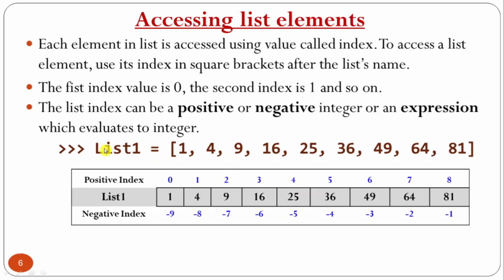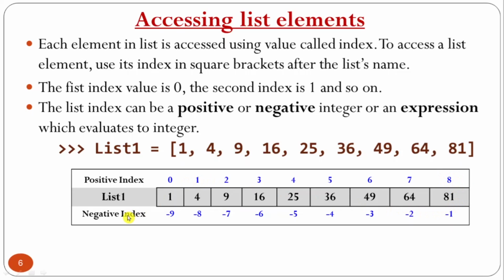Every list will have a positive index and a negative index. The positive indexing starts from 0, 1, 2, 3 up to size minus 1. The size of this list is 9. So the last element in the list will have an index 9 minus 1, 8.